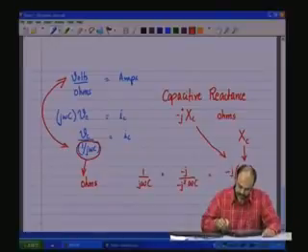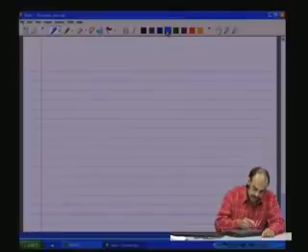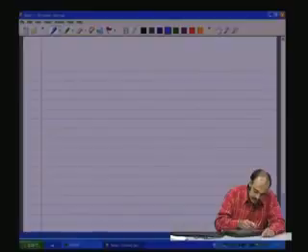Now, consider the other energy storing element, which is the inductor.